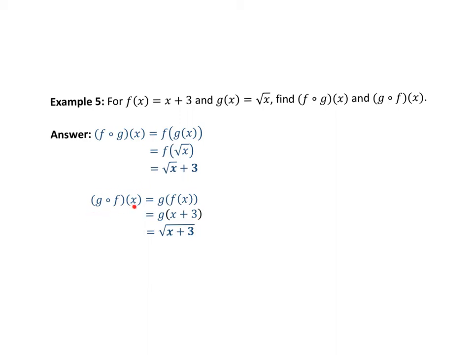Now let's find g composed with f. We're taking the f of x function and plugging it into g. That's what g composed with f means. So f of x is x plus 3, and we're plugging x plus 3 into g. We're replacing the x in square root of x with an x plus 3. So our composition function is the square root of x plus 3. Notice how once again f composed with g does not equal g composed with f.